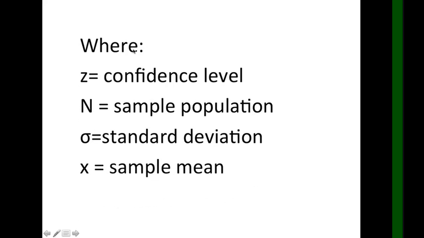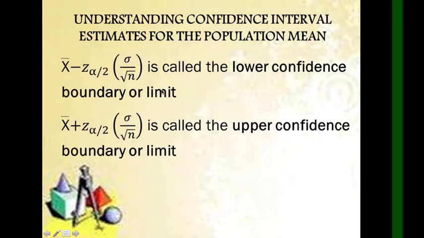So, we will use the following. Z equals confidence level, n is sample size, sigma equals standard deviation, and X is a sample mean. So, yung X minus E, for short, this is X minus E, kasi this is the formula of the margin of error, is called the lower confidence boundary or lower confidence limit. The X plus E naman, yung kanina, kung babalikan natin, is yung tinatawag nating upper confidence boundary or limit.